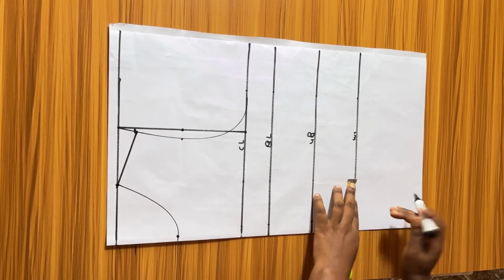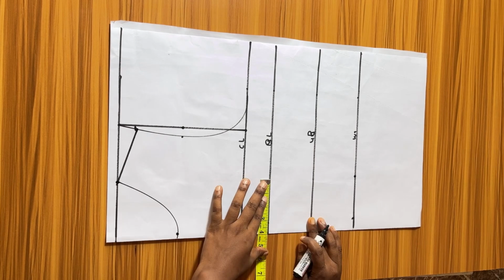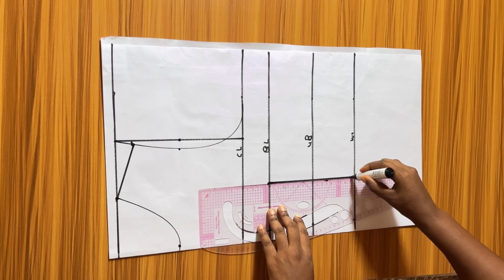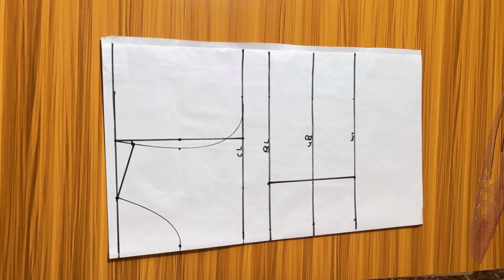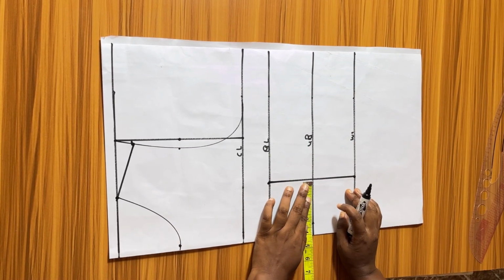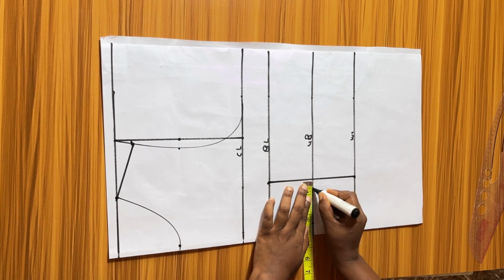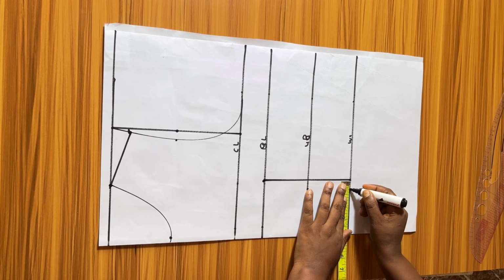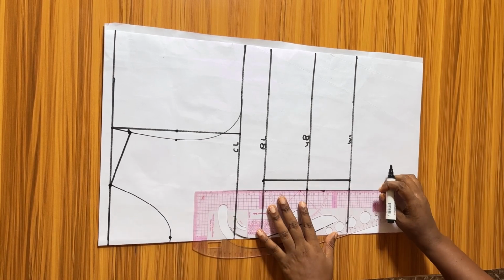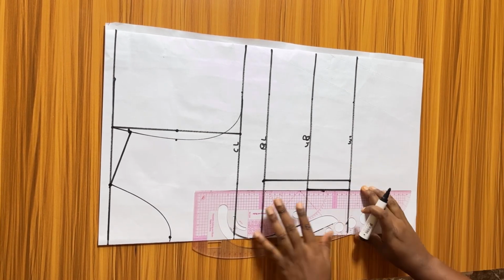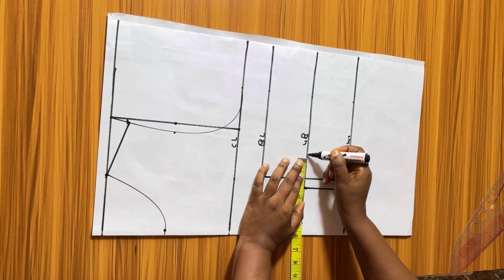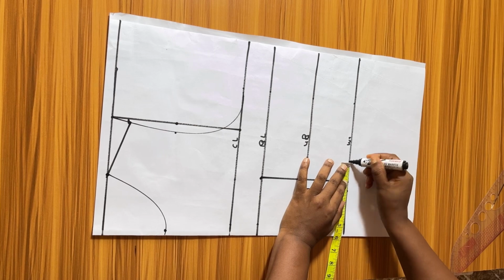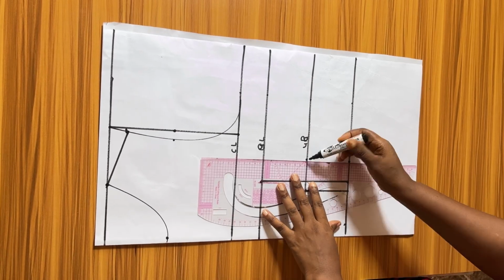So the next thing I'm going to do is to mark my nipple to nipple measurement divided by 2. I did that on the waistline and on the bust line before going ahead to connect my points. So on this point, which is the under bust, I marked half an inch, and on the waistline I also marked half an inch. Then I connected my points. So on the under bust again, I marked 1.5 inches, and on the waistline I also marked 1.5 inches. Then I went ahead to connect my points.